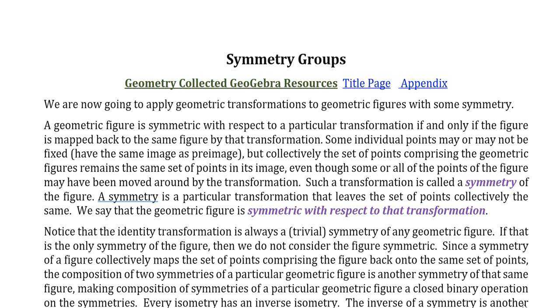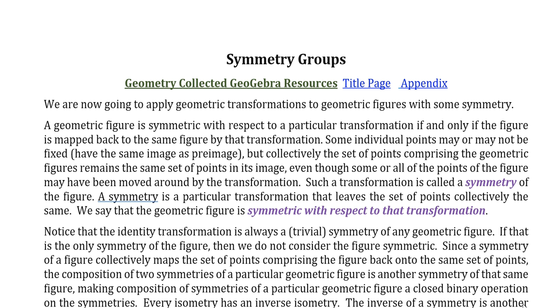Now, some of this is review, but a geometric figure is symmetric with respect to a particular transformation if and only if the figure is mapped back to the same figure collectively by the transformation. Some individual points may or may not be fixed. They have the same preimage as image if they're fixed, but collectively the set of points comprising the geometric figure remains the same set of points in its image, even though some or maybe even all the points of the figure have been moved around by the transformation, moved individually, but collectively they stay the same.